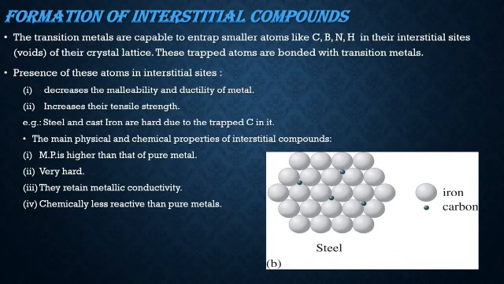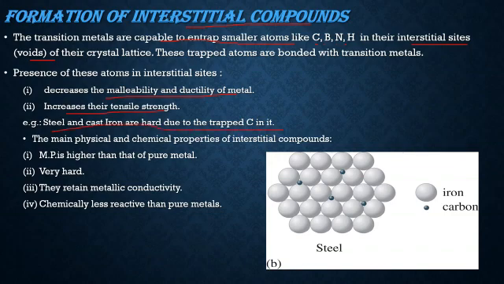Now the next is formation of interstitial compounds. The transition metals have the capability to entrap small atoms like carbon, boron, nitrogen and hydrogen in their interstitial sites or voids. These trapped atoms are bonded with the transition metal. The presence of these atoms in the interstitial sites decreases the malleability and ductility of the metal. On the other hand, it increases its tensile strength. For example, steel and cast iron are hard due to the trapped carbon in them.